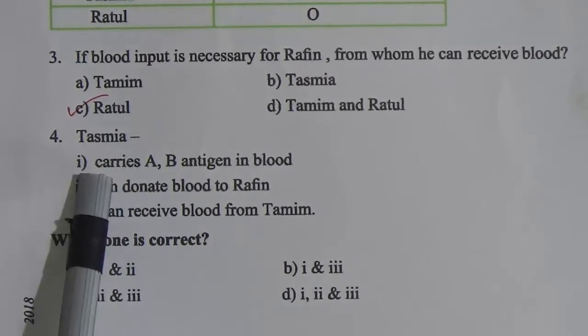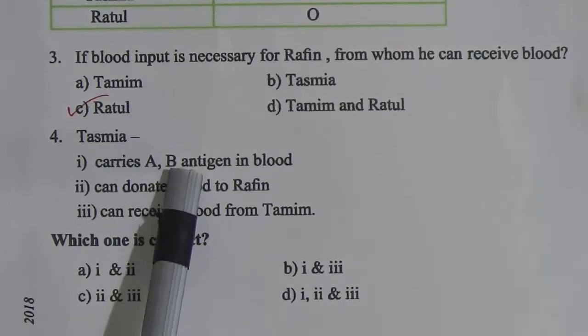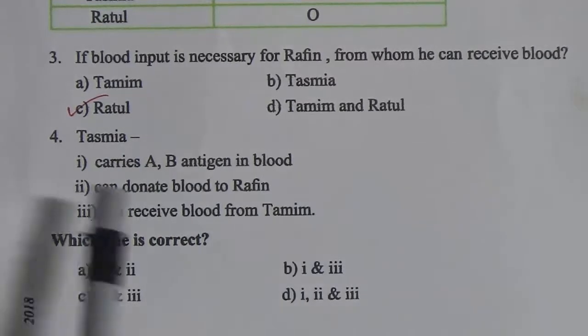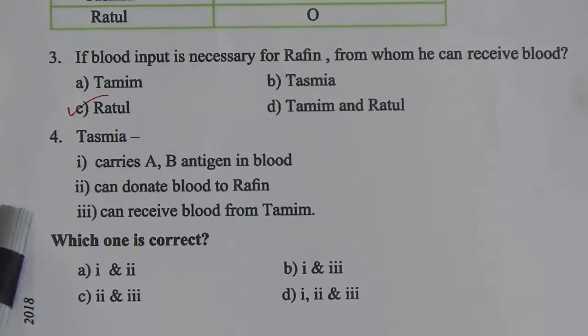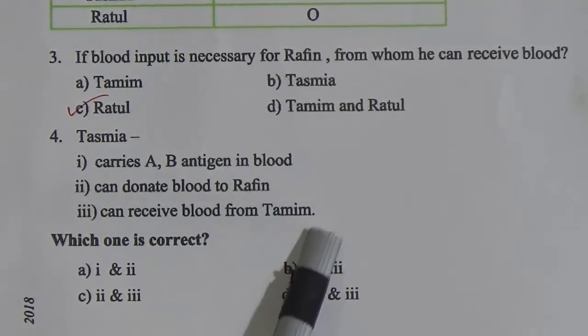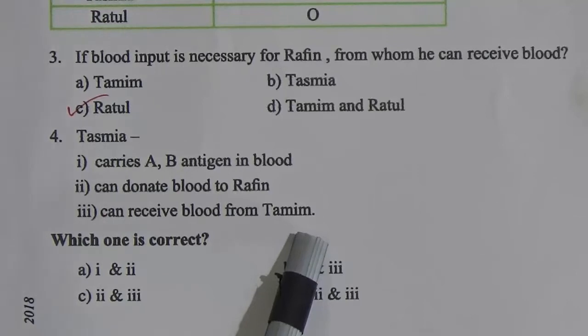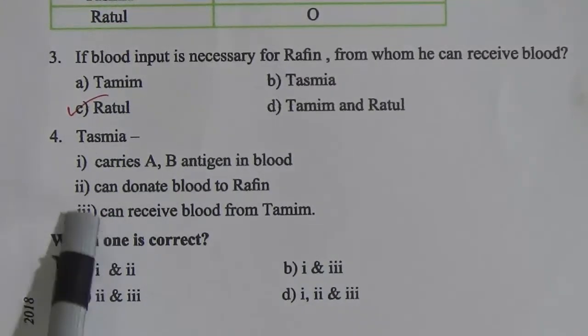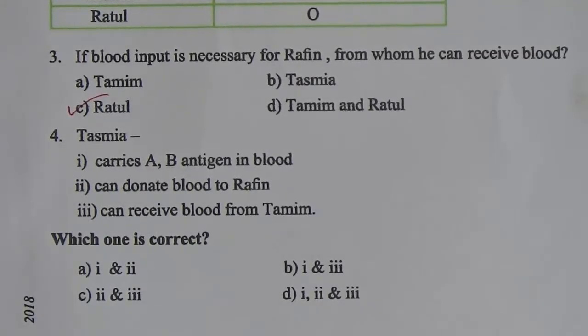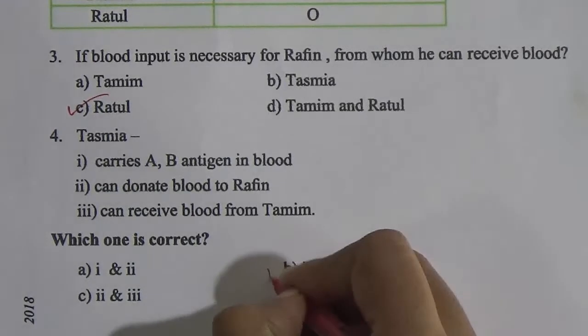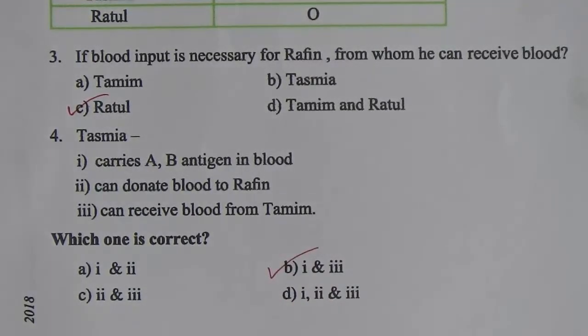blood group carries the antigen A and B both, so this one is correct. And can donate the blood to Rafin, that means blood group A, it is incorrect. And can receive the blood from Tamim, that means B, we know it is universal receptor, so it is correct, it can receive the blood from Tamim. So the answer is 1 and 3, that means B.